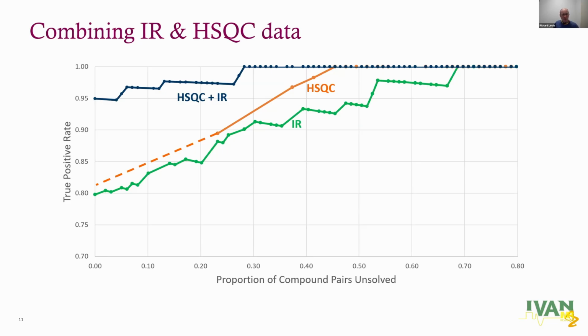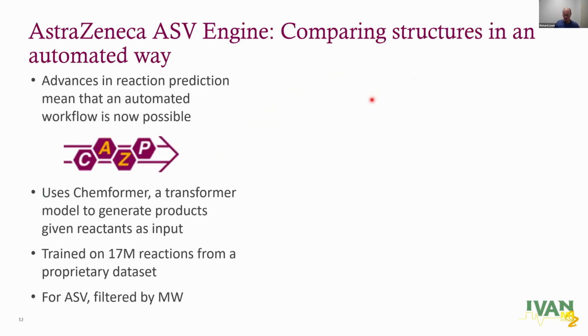So I just want to say very briefly about how we're implementing some of these ideas at AstraZeneca. So we have what we call the ASV difference engine, and it's comparing structures in an automated way. So you may wonder, well, where do these different candidate structures come from? So the answer is from reaction prediction software. Our IT team or our AI teams developed reaction prediction software that will predict products from a given reaction.